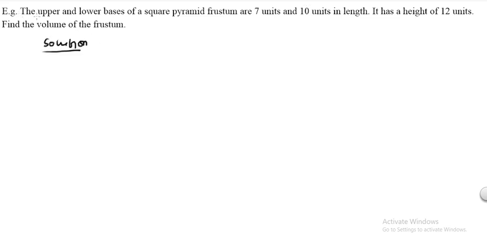Our question reads: the upper and lower bases of a square pyramid frustum are 7 units and 10 units in length. It has a height of 12 units. Find the volume of the frustum.